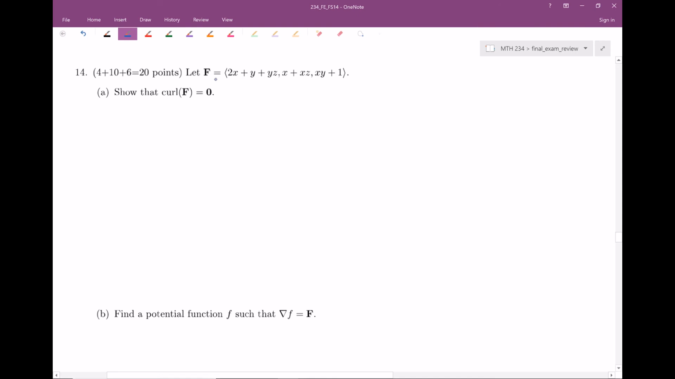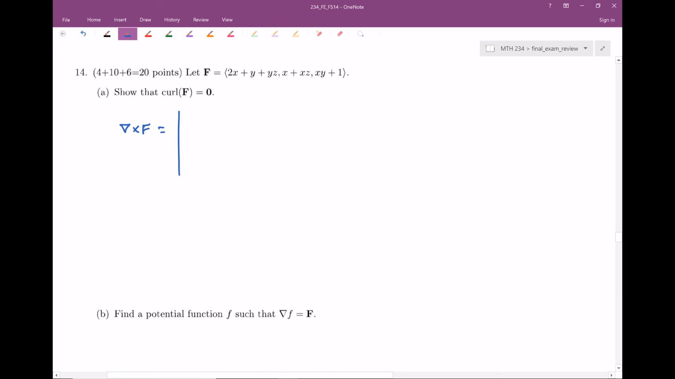In this problem we're given a vector field, and our first task is to show that the curl of that vector field is equal to the vector 0. So I'm going to calculate out the curl. Remember, the curl is equal to del cross F, right?